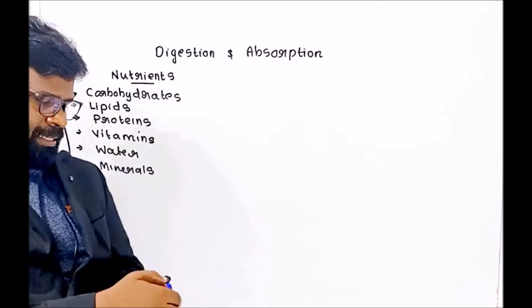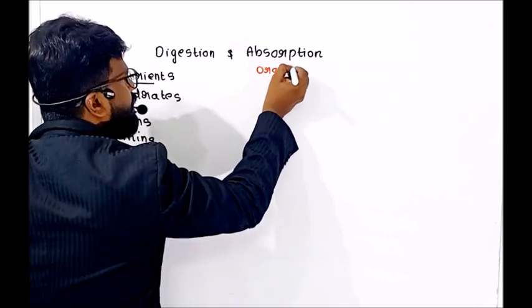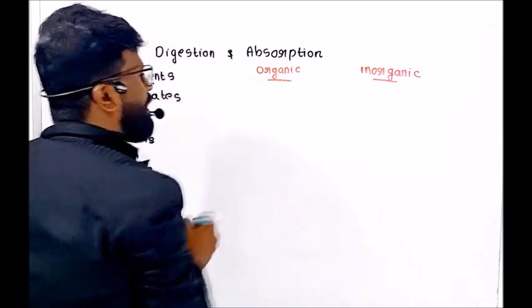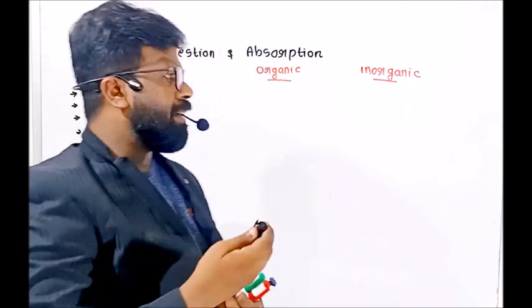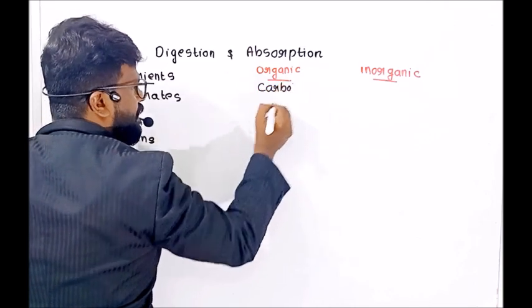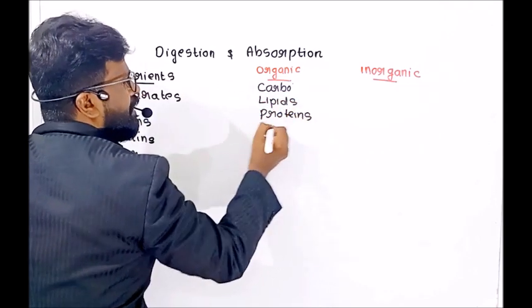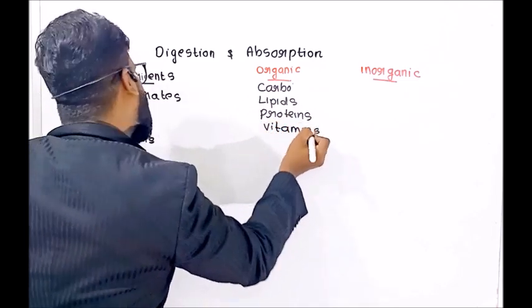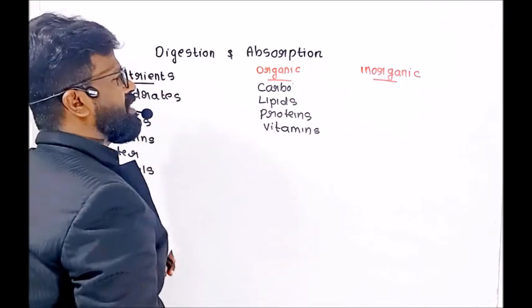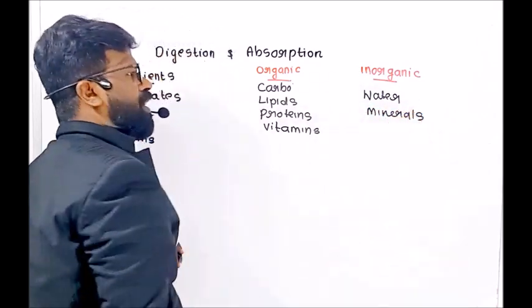Then these nutrients are categorized as organic nutrients and inorganic nutrients. Among the nutrients, the organic nutrients include carbohydrates, lipids, proteins and vitamins. Then inorganic nutrients are water and minerals.